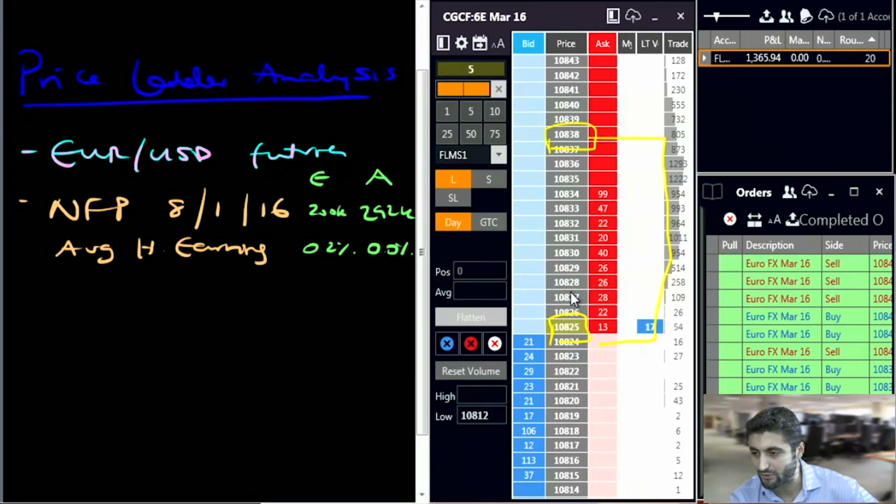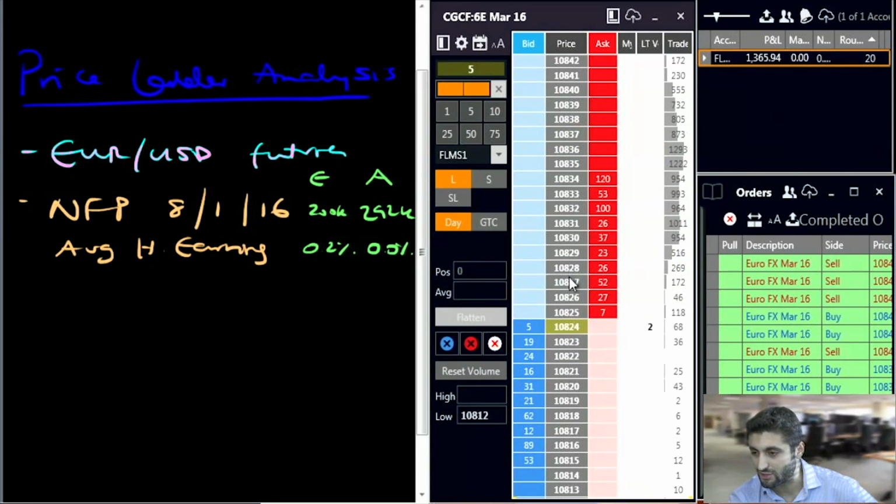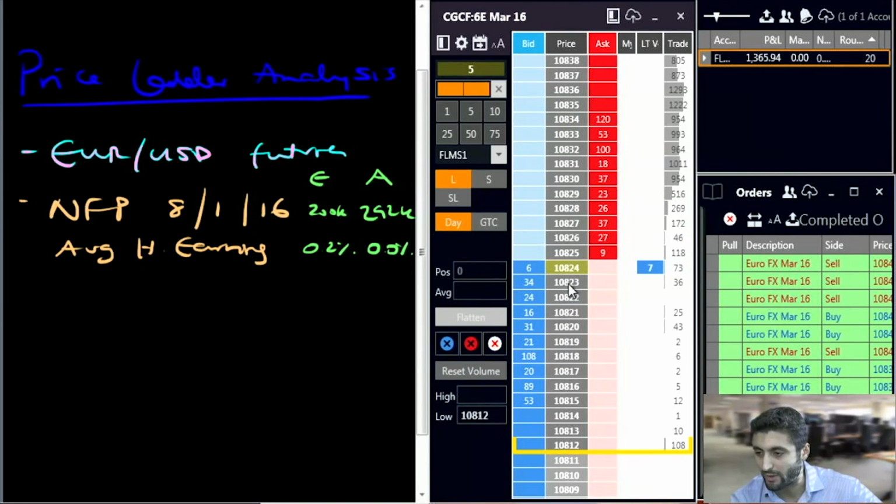We're just trying to make our way through the 28s here. I'll just delete some of this stuff here. You can see we just made our way through these 28s. Let's just see how we act once we get through.